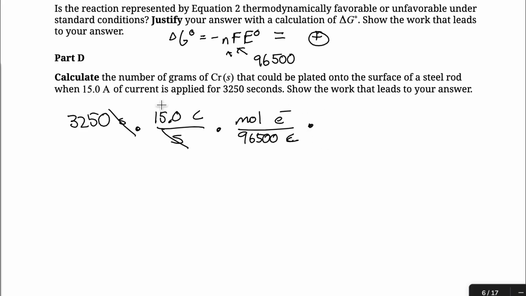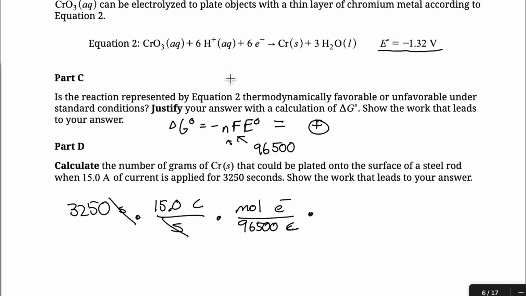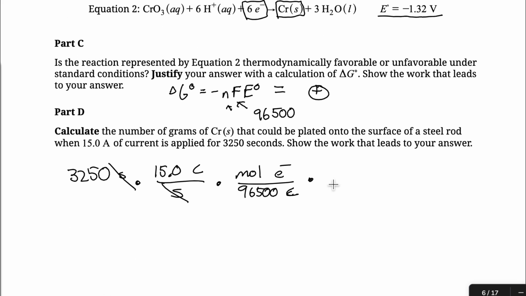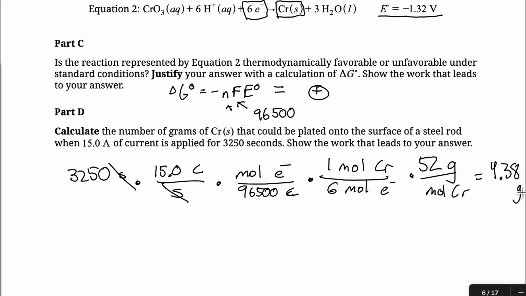And then how many moles of electron per Cr? So we can go up and see if we're trying to plate some Cr solid that's over here, and we need 6 moles of electron to plate one of them. So that means per 6 moles of electrons, we have 1 mole of Cr. And then finally it says calculate the number of grams, so we would need the molar mass of Cr, and then we'd plug this into our calculator. So when you put this in your calculator, you should get 4.38 grams. Also notice all the units cancel, coulombs, moles of electron, and then moles of Cr, and we finally get grams of Cr.